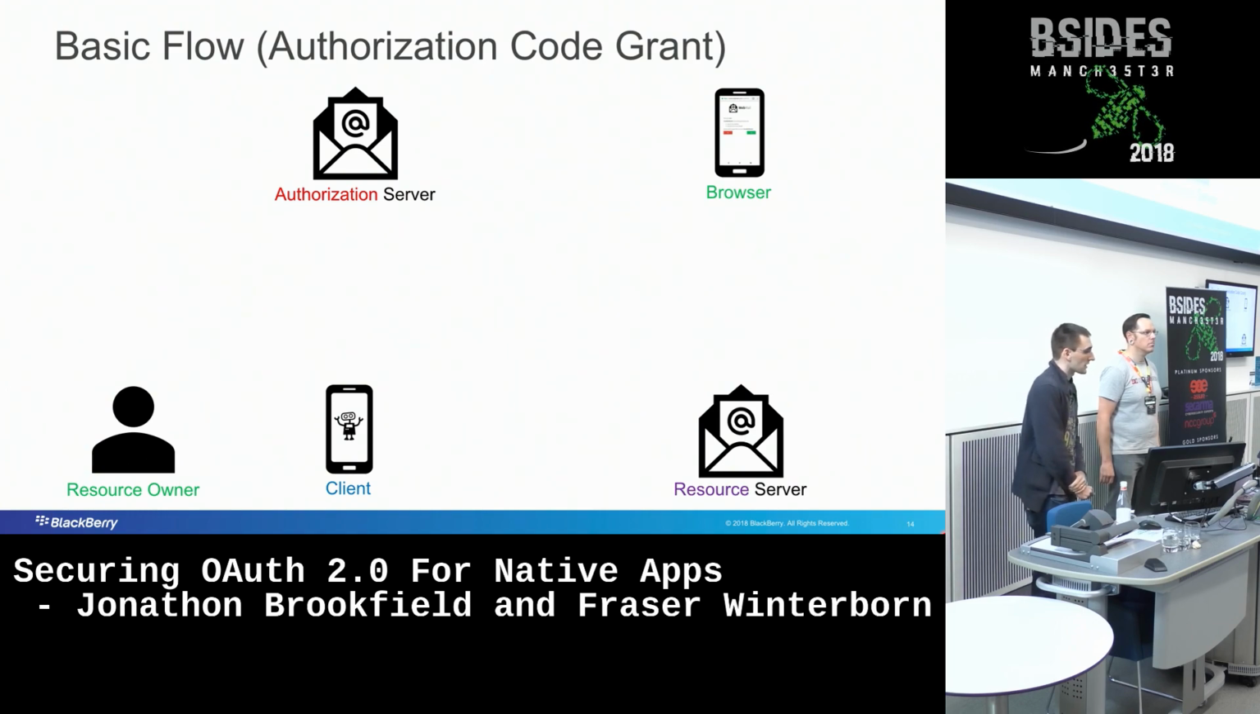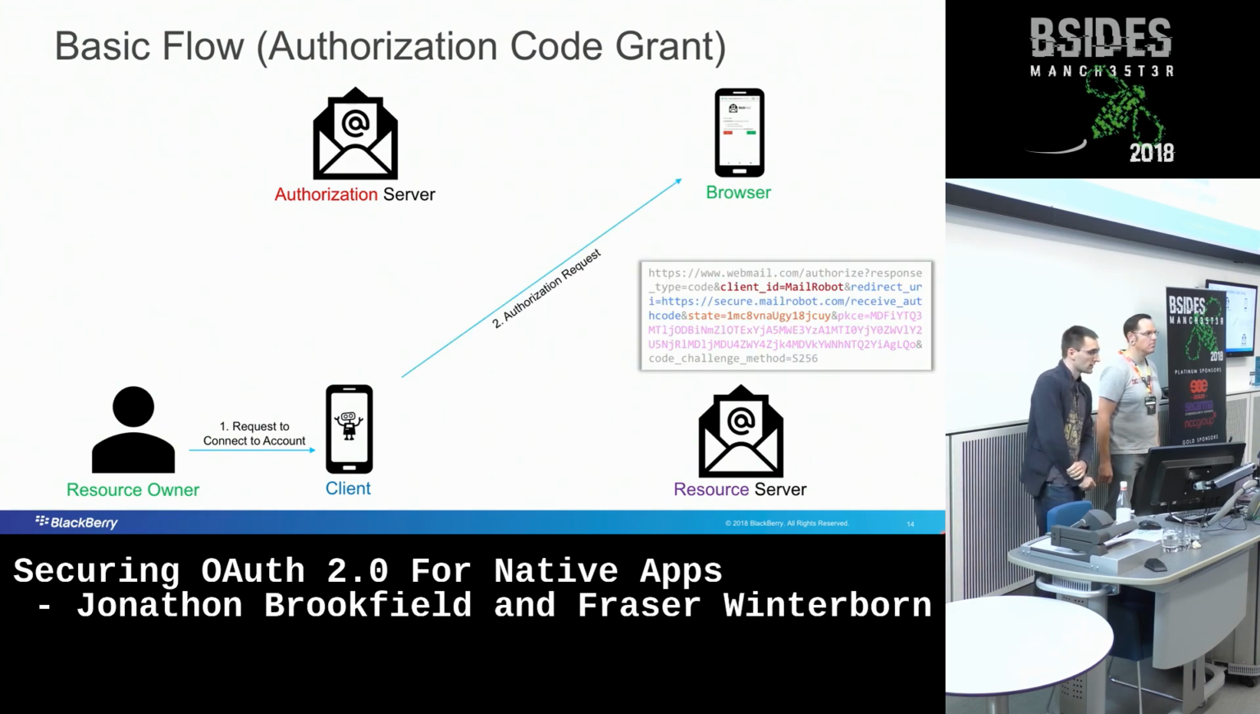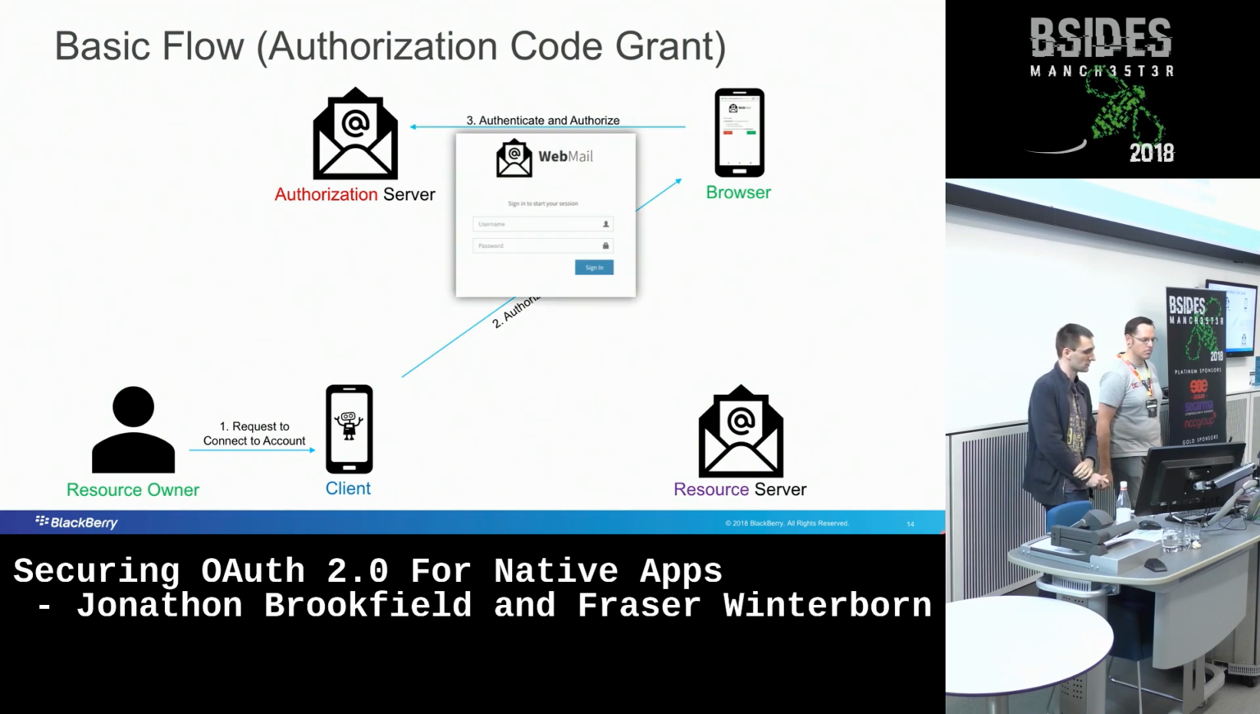So the basic flow is called the authorization code grant. Because we're talking about native OAuth, the resource owner has an app on their phone. First thing they do is open the app and request to connect up to their webmail account. The client then invokes the operating system's browser using a URL like the one we've got up there. We'll go into more detail on the contents of this later, but the important part is it's handed over to the operating system's browser. And when the browser goes and fetches that URL, it gets an authentication prompt.